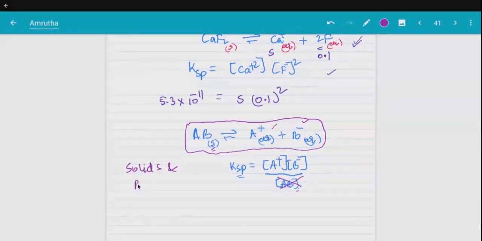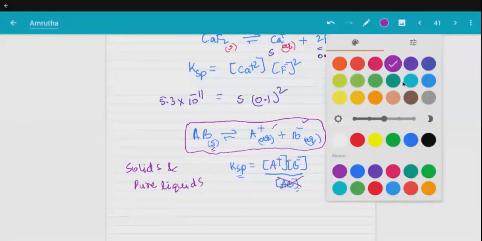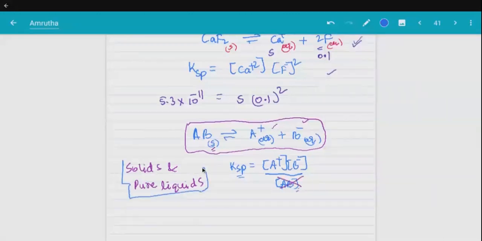Never write solids and pure liquids. Their density doesn't change. Very important: whatever solid amount you use is consumed in the reaction, no doubt. But its density, mass per volume, doesn't change. Basically, its concentration doesn't change. That is why we never take solids and liquids. We don't take it as 0; we take it as 1, because if you take it as 0, Ksp becomes infinite, which is impossible. We ignore it and take it as 1, unity.